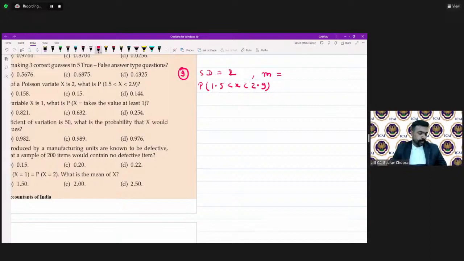Yes, Raghavan says question number 9 from set B. Yes, Raghavan, we are doing this question only.